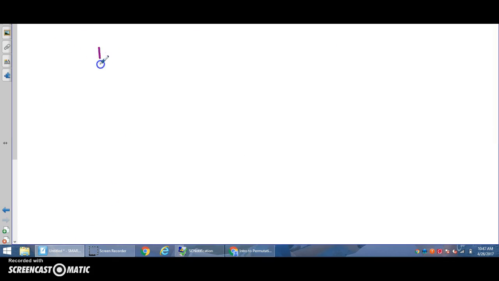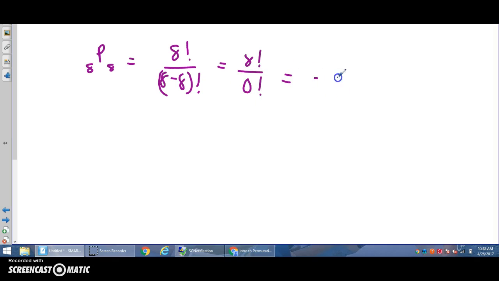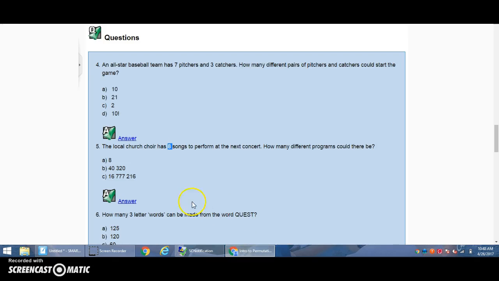But if I said, okay, hold on, there are 8 songs and I want to choose 8 of them, what's that look like using the notation we just used earlier? That's 8 factorial over 8 subtract 8 factorial, which is 8 factorial over 0 factorial, and 0 factorial is actually 1. Okay, so it would just be 8 factorial. Okay, so 8 times 7 times 6 times 5 times 4 times 3 times 2 times 1. Okay, all right, so that's that question.